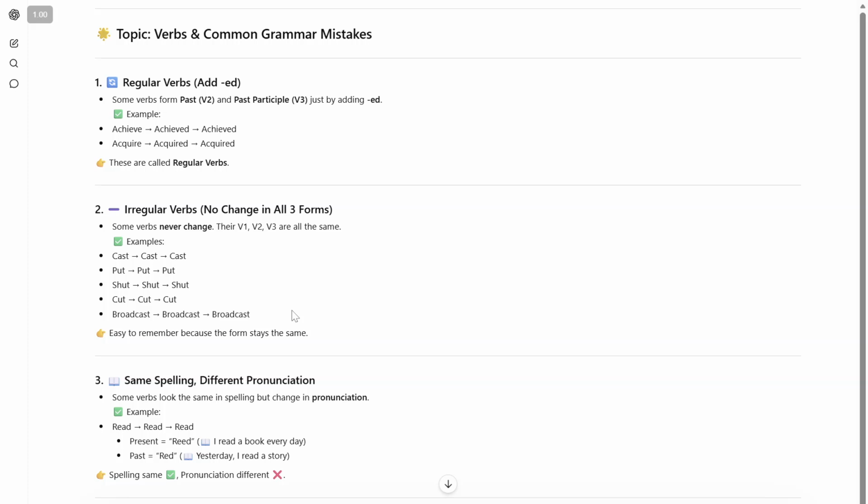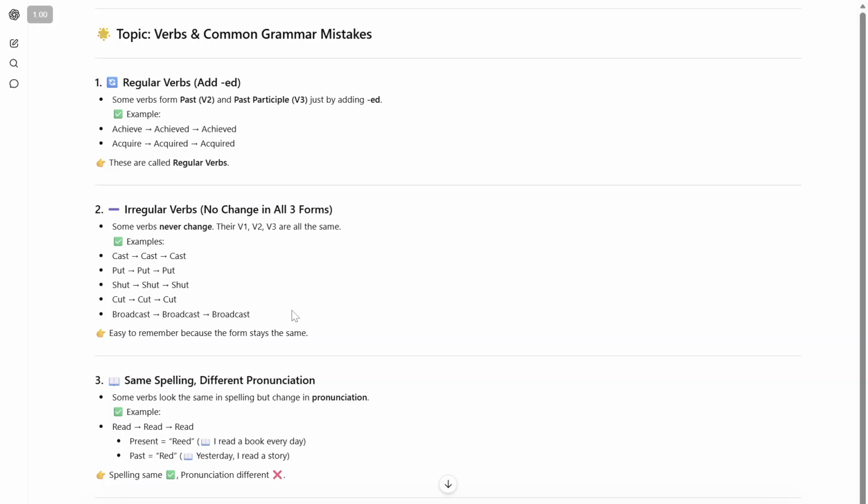Number 2, irregular verbs, no change in all three forms. Some verbs never change. Their V1, V2, V3 are all the same. Examples: cast, cast, cast; put, put, put; shut, shut, shut; cut, cut, cut; broadcast, broadcast, broadcast. Easy to remember because the form stays the same.